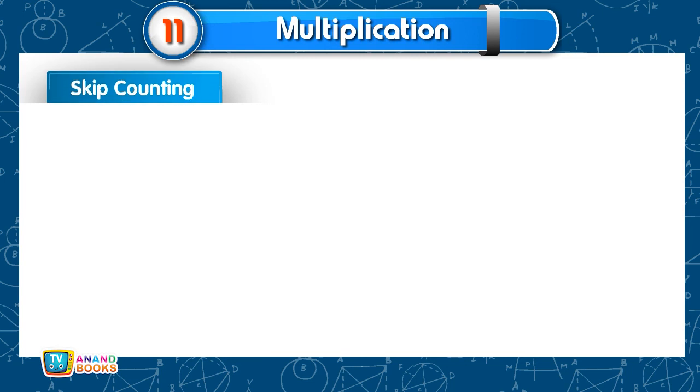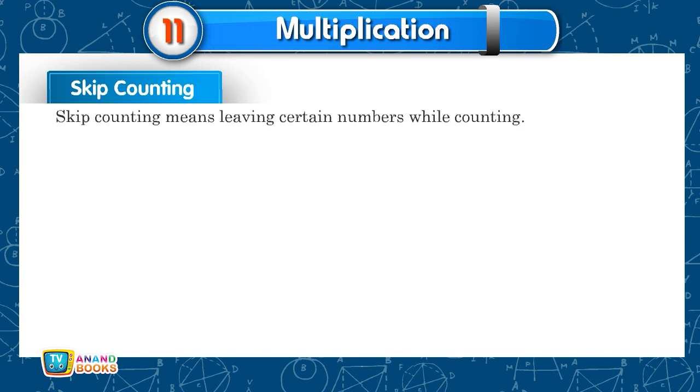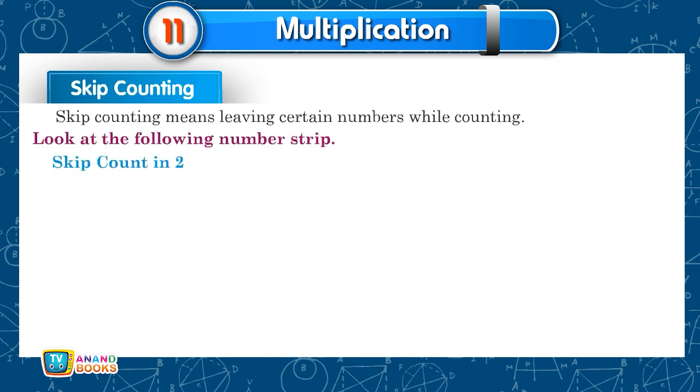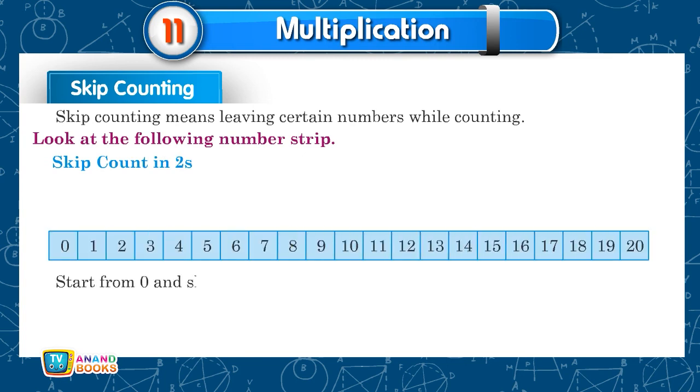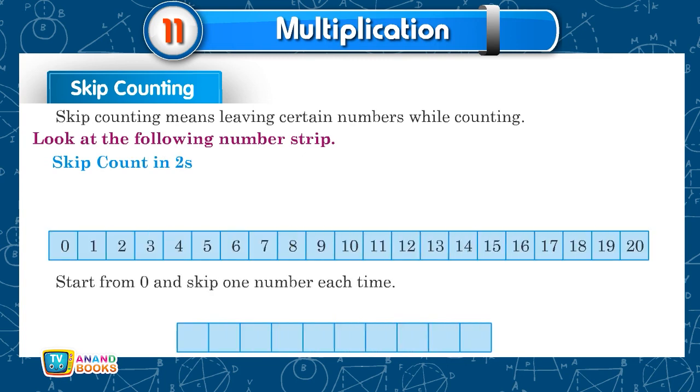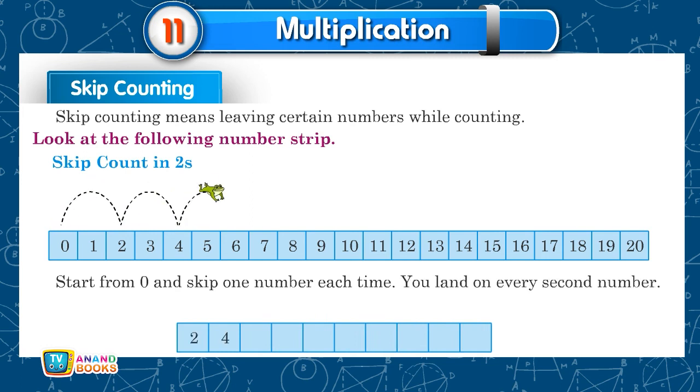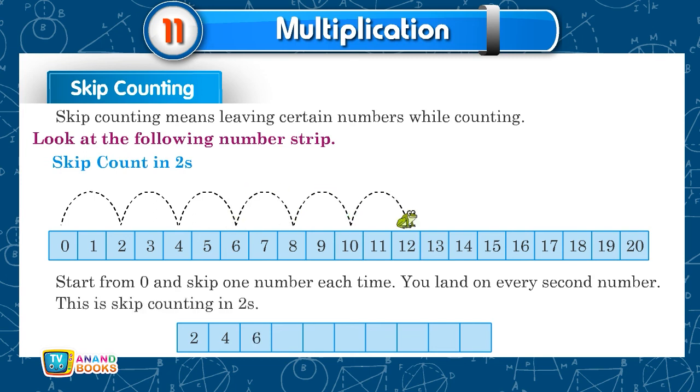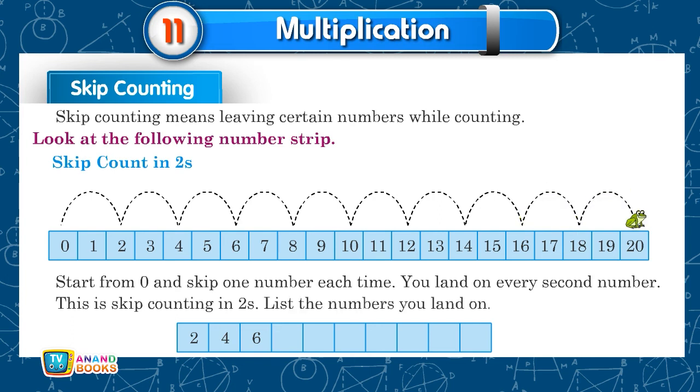Chapter 11. Multiplication. Skip counting. Skip counting means leaving certain numbers while counting. Look at the following number strip. Skip count in twos. Start from 0 and skip one number each time. You land on every second number. This is skip counting in twos. List the numbers you land on. 2, 4, 6.